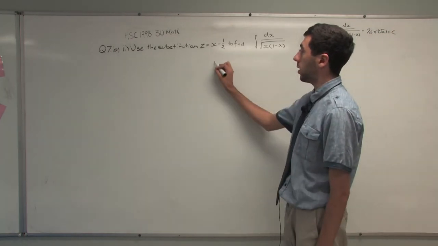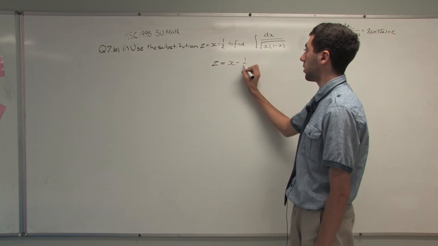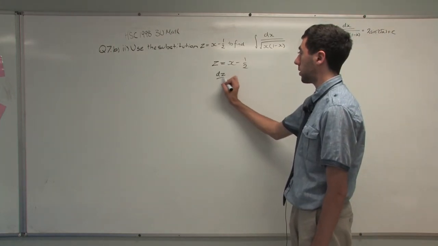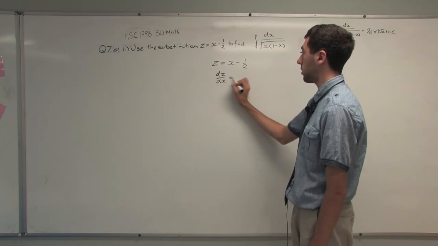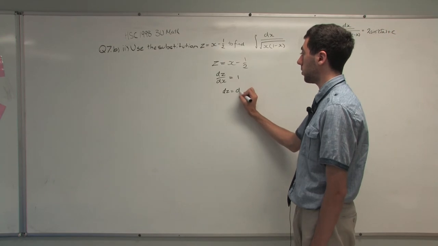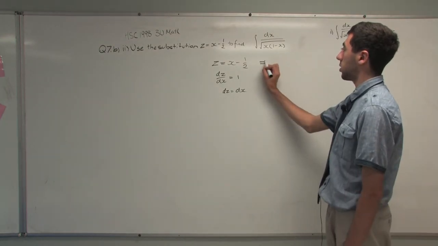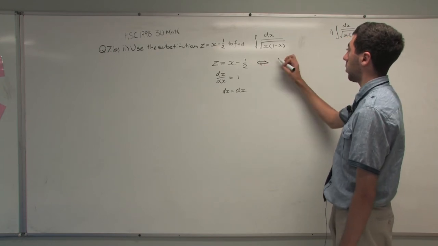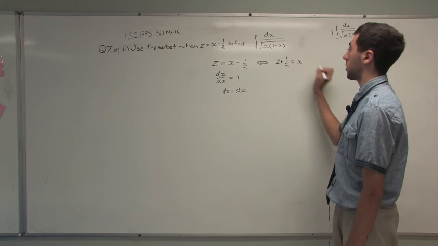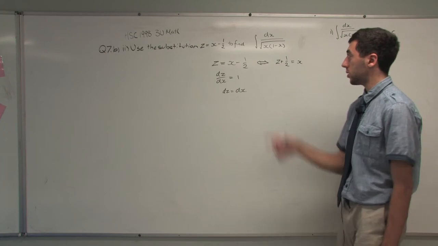Okay, so straight away what we do is we write our substitution out, z equals x minus 1/2, and then we're going to differentiate both sides with respect to x, so dz over dx is equal to 1. So simply dz is equivalent to dx. Alright, and also we're going to make x the subject here, so it's pretty simple. All you have to do is add 1/2 to both sides, so we've got z plus 1/2 is in fact equal to x itself.